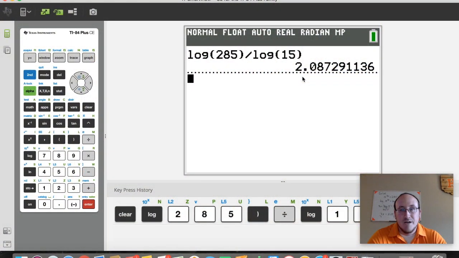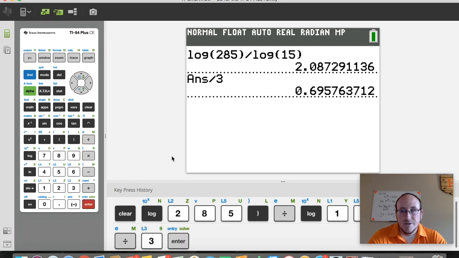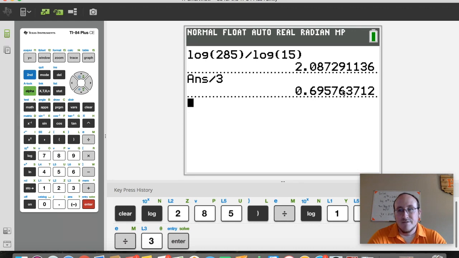Next step is to divide by 3, so I just need to finish this off by taking this and dividing by 3. And I should arrive at my answer to this question. So I see 0.695763712. And this question has asked me to round to the nearest 10,000th, which is 4 decimal places. So I'm going to look. I've got 1, 2, 3. Here's the 4th decimal place. I need to look at the 5th decimal place after that.